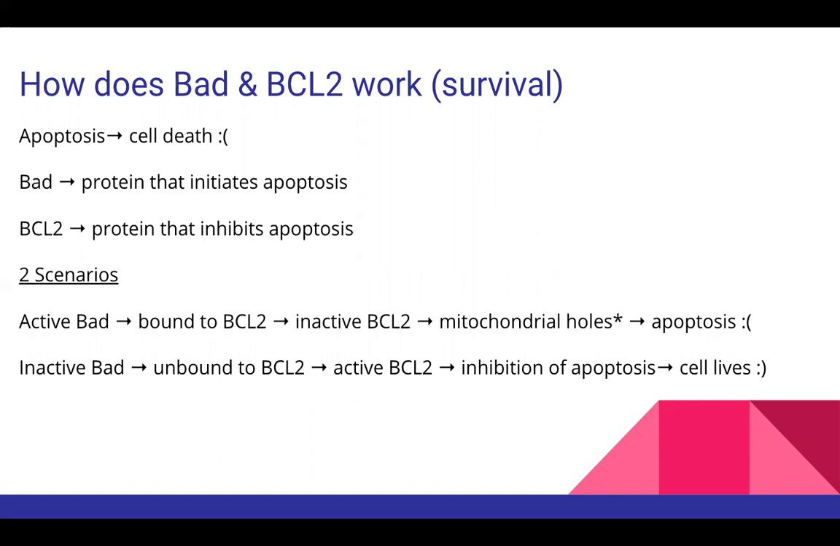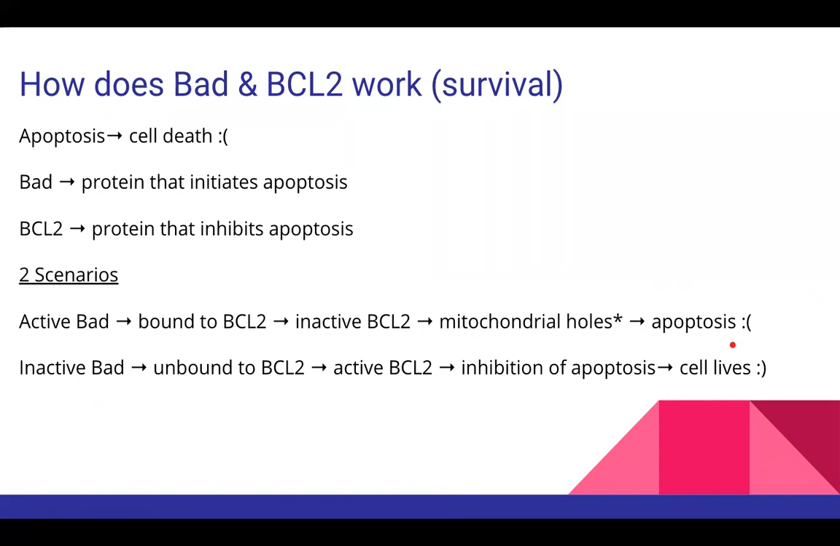And so basically, when you have BAD that's active, it's clinging on to BCL2. And when BAD is bound to BCL2, then BCL2 is inactive and it's unable to do its job of promoting cell survival. And so I just put a real life example: you get mitochondrial holes. And so that leads to apoptosis.